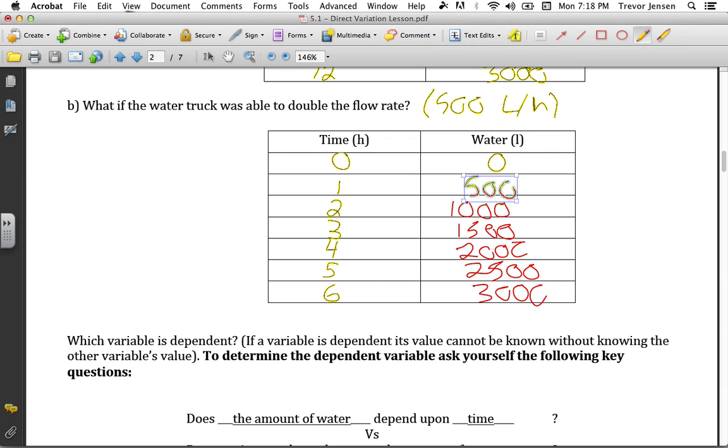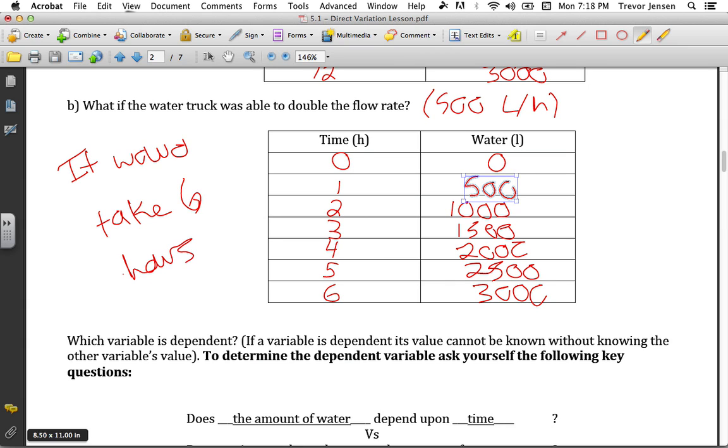Okay, so what if the water truck was to double the flow rate? Well, it would take half the amount of time. It would only take 6 hours. So it would take 6 hours to fill the tub with 3,000 liters of water.